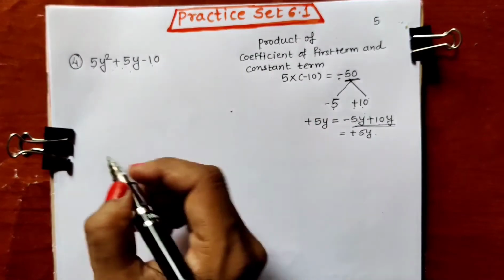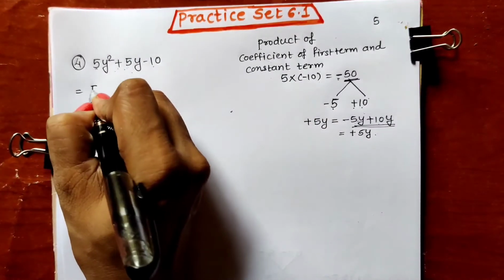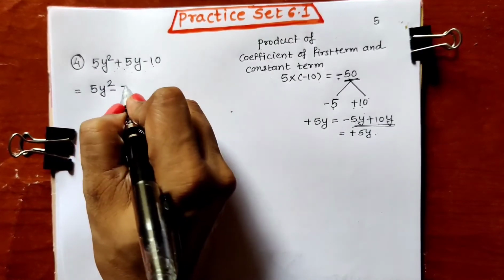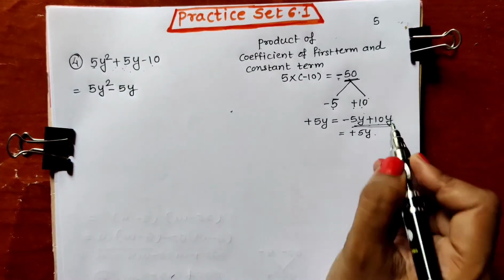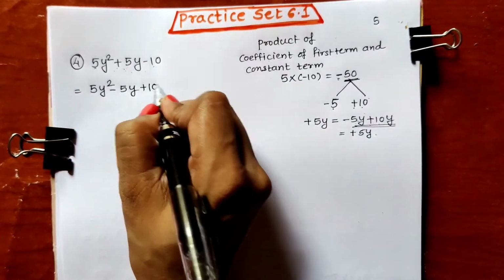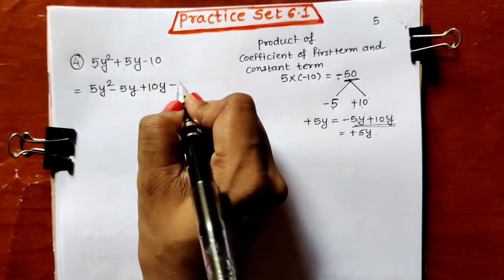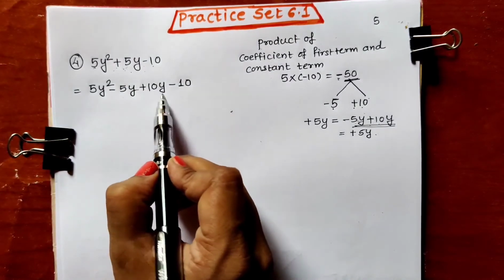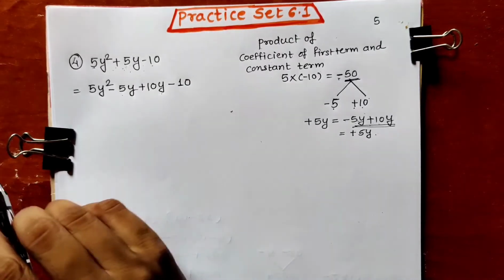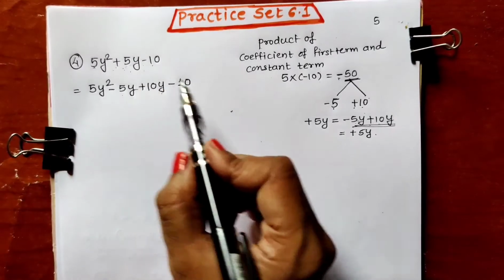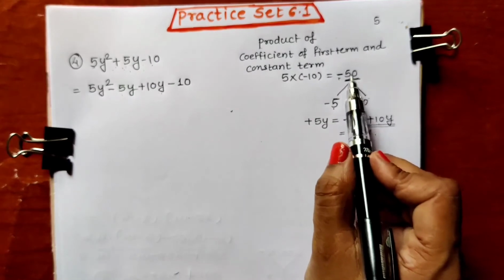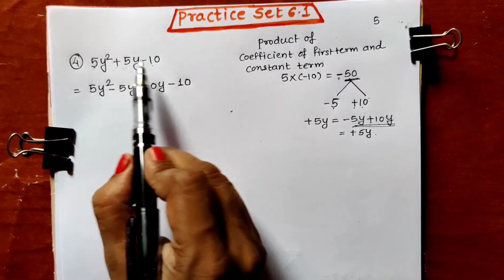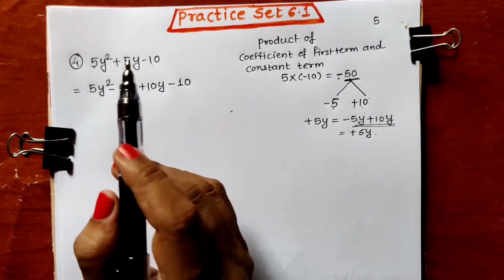So let us write now. First term we write as it is. In place of middle term we will be writing minus 5y plus 10y. Minus 10 last term as it is. So in place of middle term we have written these two terms. Answer of these two terms is the middle term. Okay, and we have got the factors of 50. Why 50? Because we have to find out the factors of coefficient of first term into the last term.